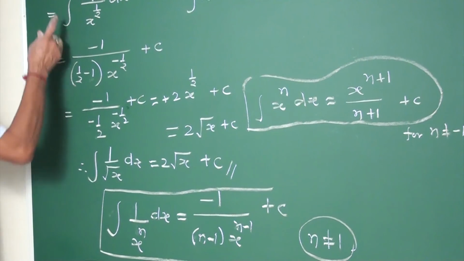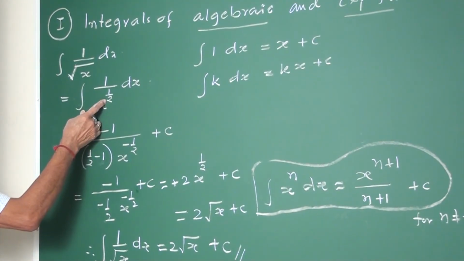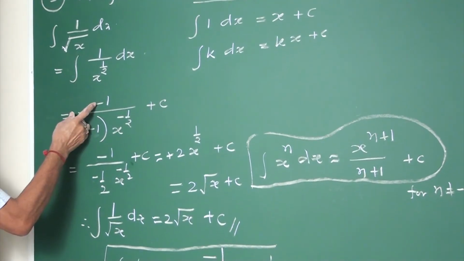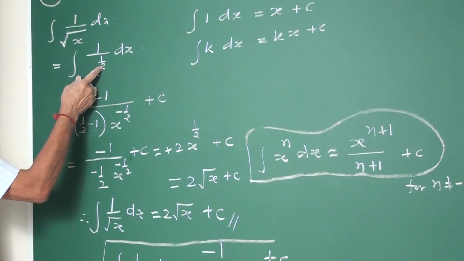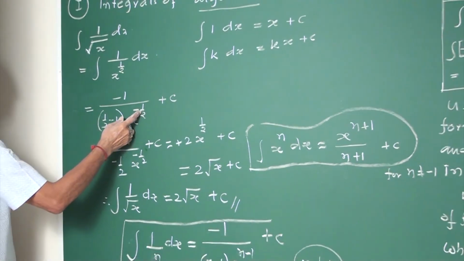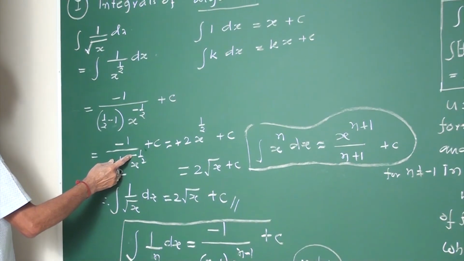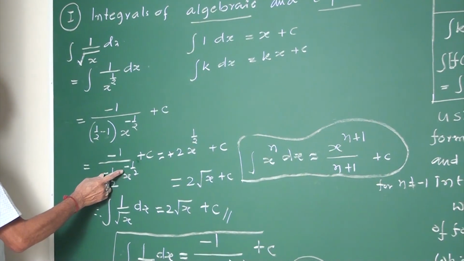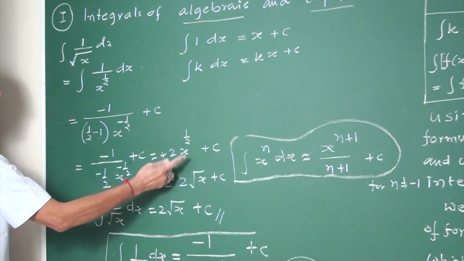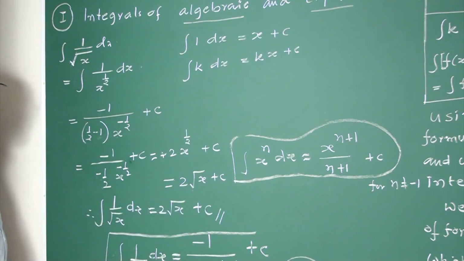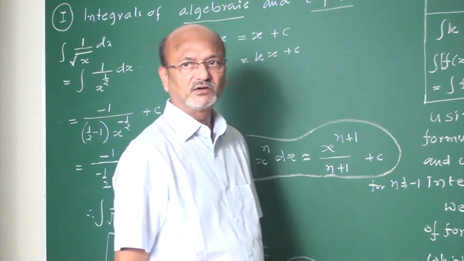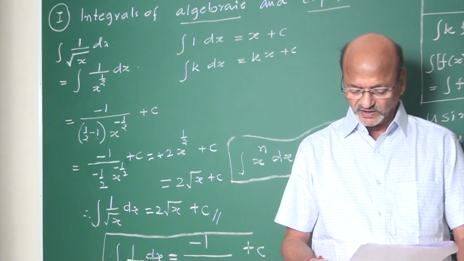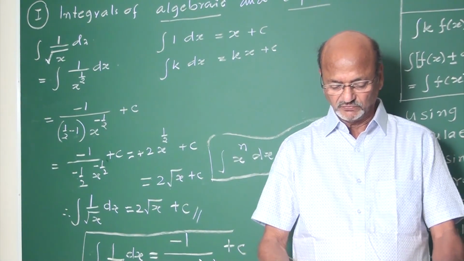What is the method? Convert the root in terms of fraction. Apply this formula. Minus 1 upon n minus 1 into x to the power n minus 1. Minus half. Minus upon minus is plus. Reciprocal 2 by 1. Lift to the numerator, this minus becomes plus. Plus half is nothing but your root x.